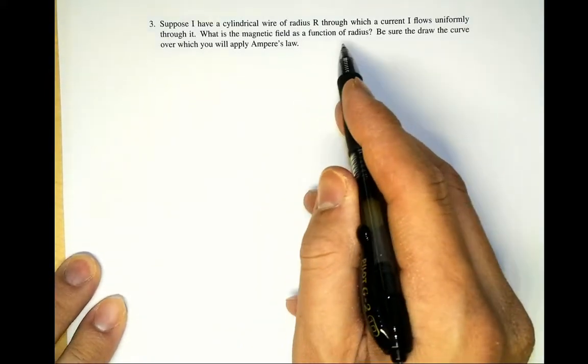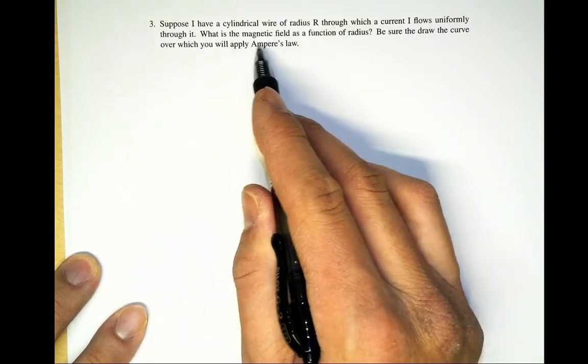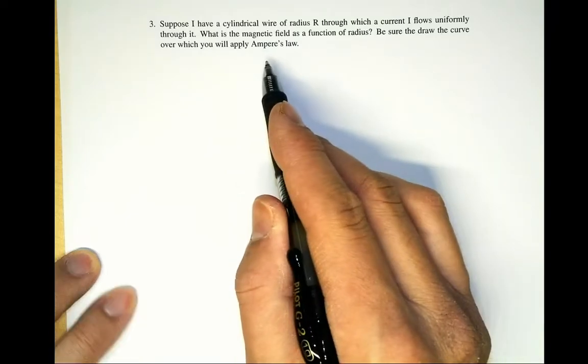Okay, let's consider the following problem. Suppose I have a cylindrical wire of radius r through which a current I flows uniformly. What is the magnitude of the magnetic field as a function of radius? Be sure to draw the curve over which you apply Ampere's law.